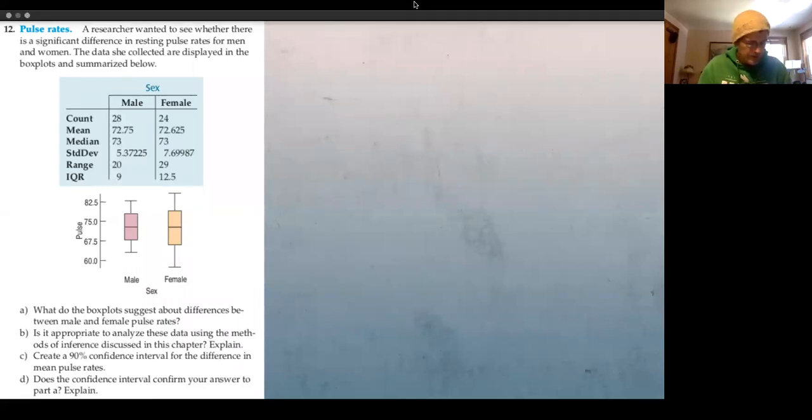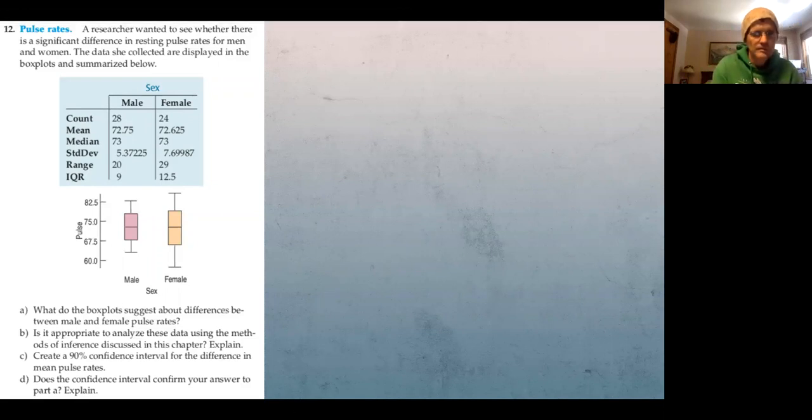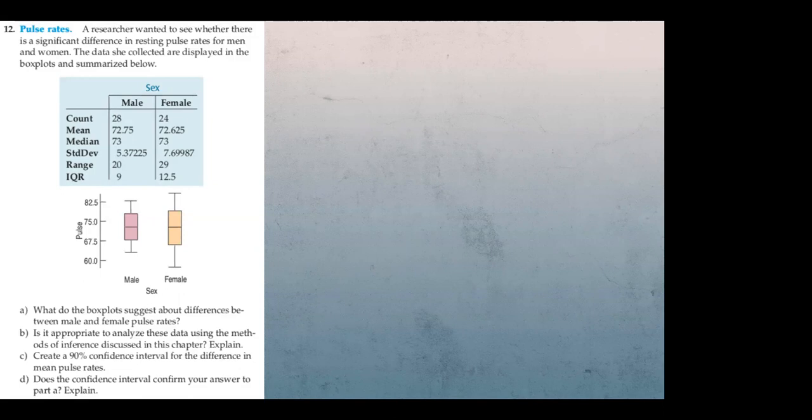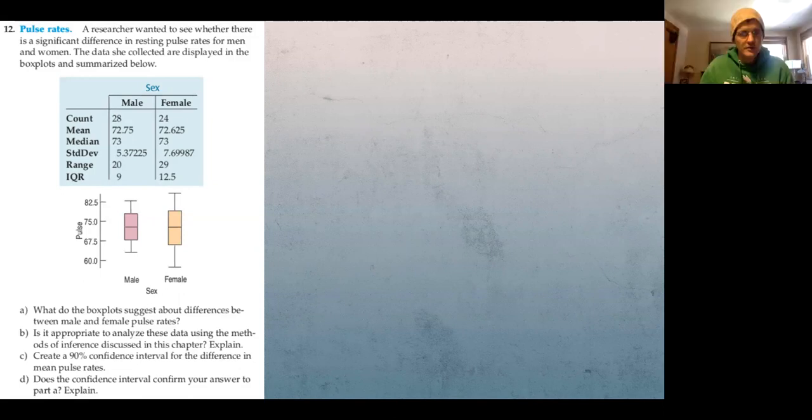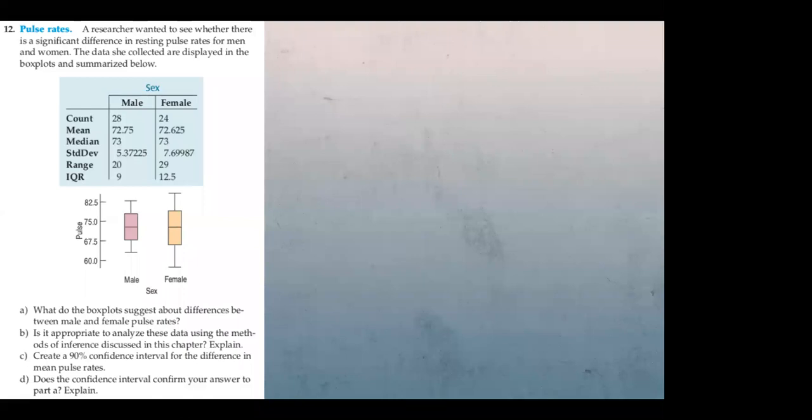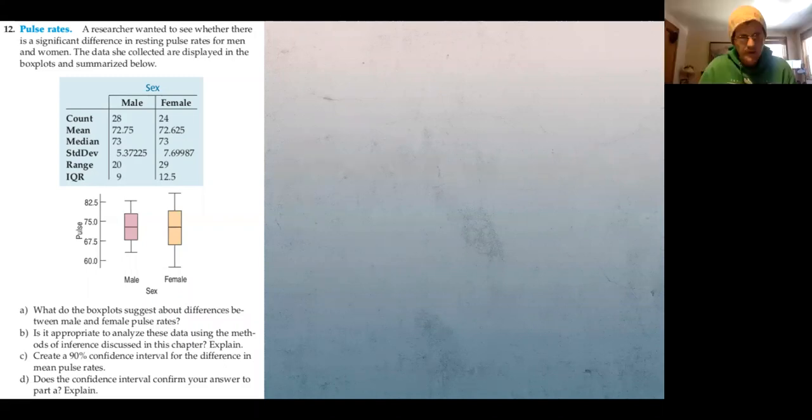All right, so what do the box plots suggest about differences between male and female pulse rates? The means are about the same. Okay, means do look pretty much the same. In fact, we can see the numbers up above, but just the box plots themselves show that. Anything else? Females have a wider range of pulse rates. Wider range, there we go.